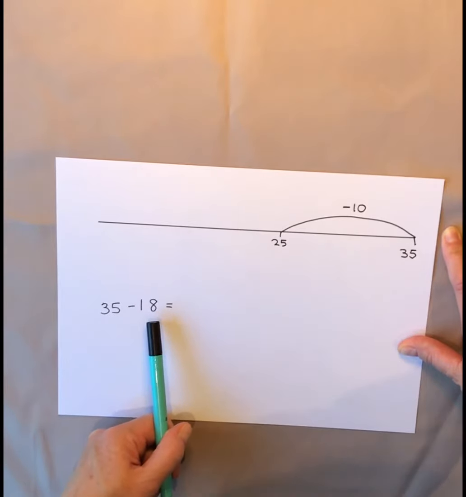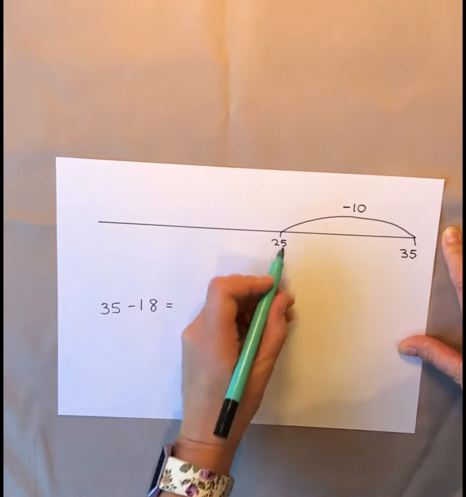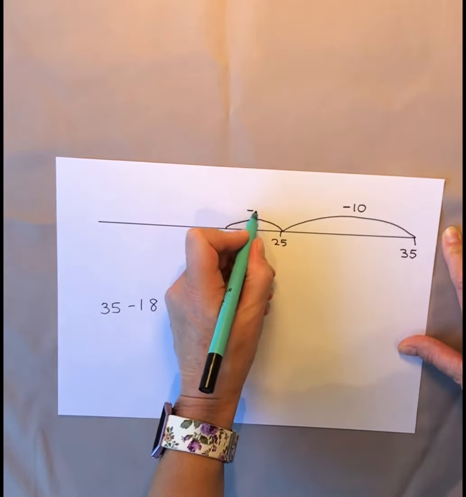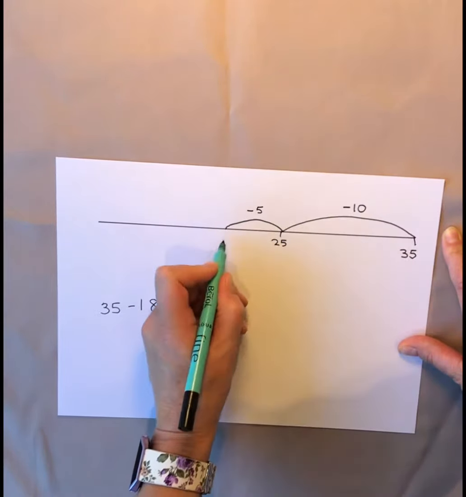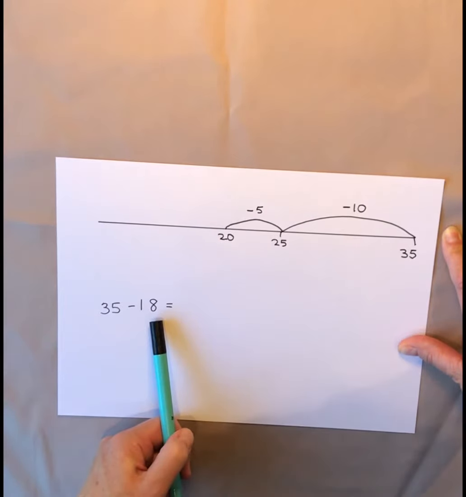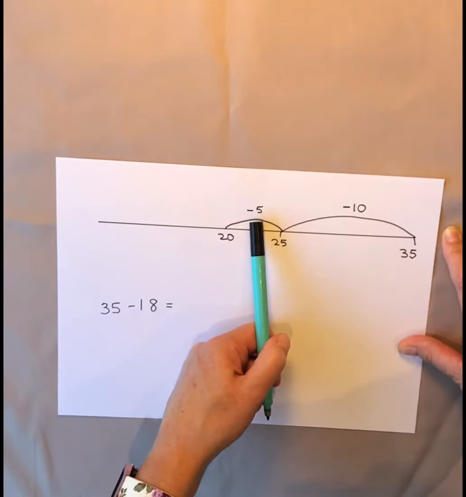Now 8 isn't easy for me to subtract, but I've got a very nice jump here from 25 to 20. That's one I know well. So that's a -5 jump. That takes me to 20. And I need to take away 18. I've only taken away 15 so far, so I need to take away 3 more.